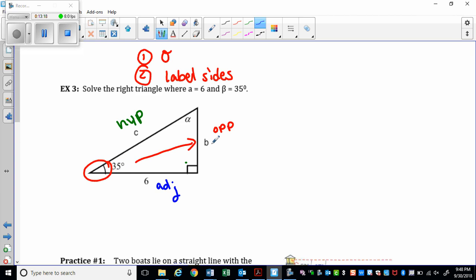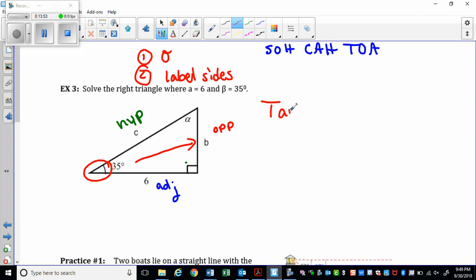Okay, I need to find my opposite and my hypotenuse. Remember, I can't do both at the same time. So let's find the opposite side first. Well, I'm given the adjacent, so which trigonometric function uses opposite and adjacent? Let's look at SOHCAHTOA. Which one uses A and O? Oh, that has to be tangent.